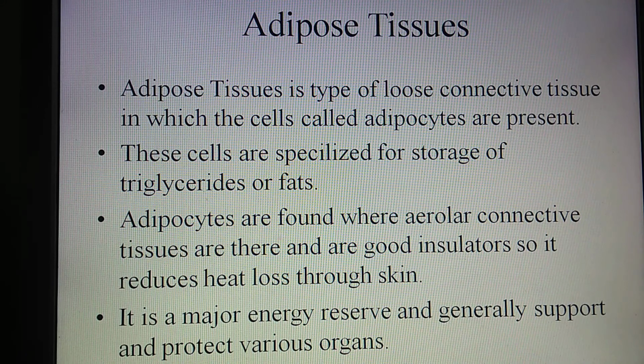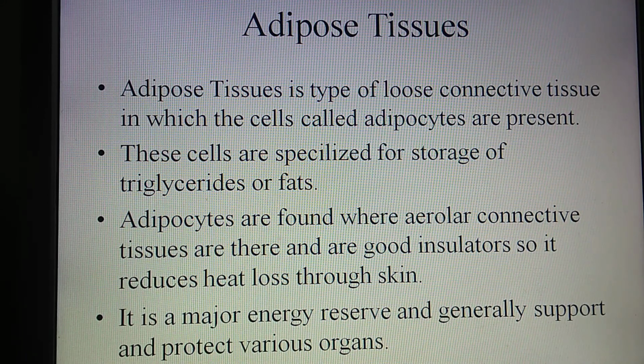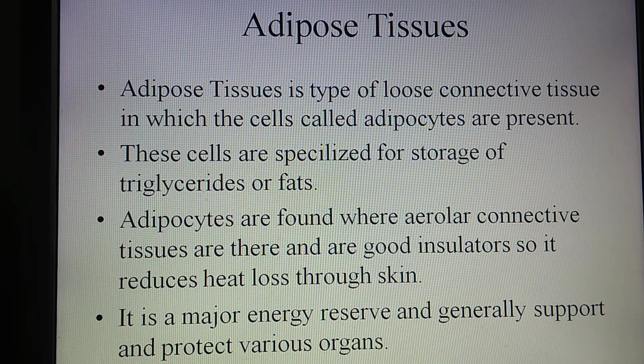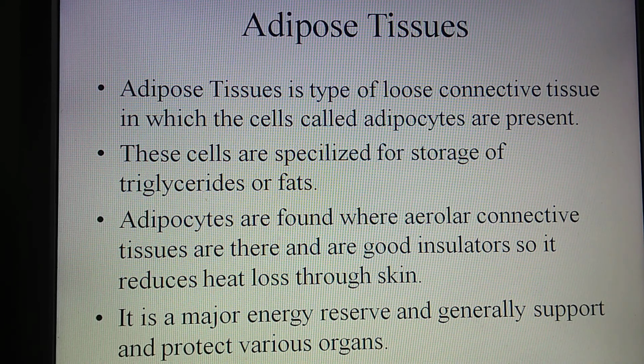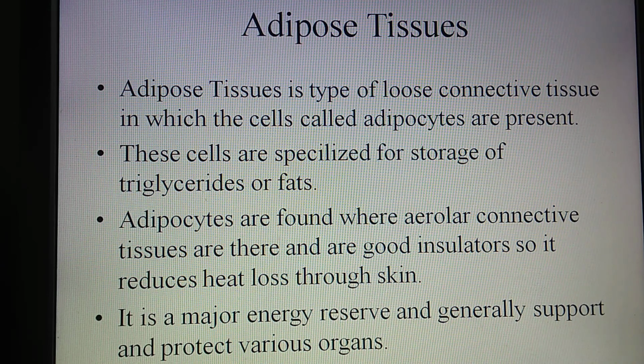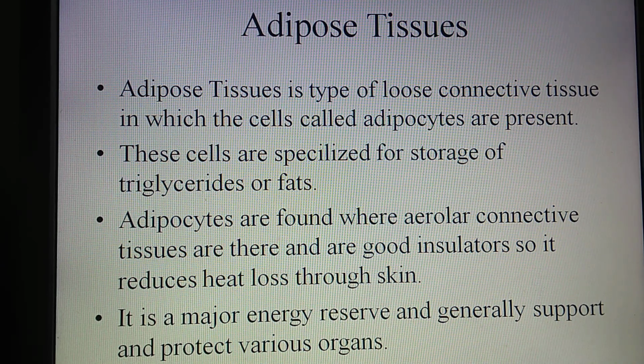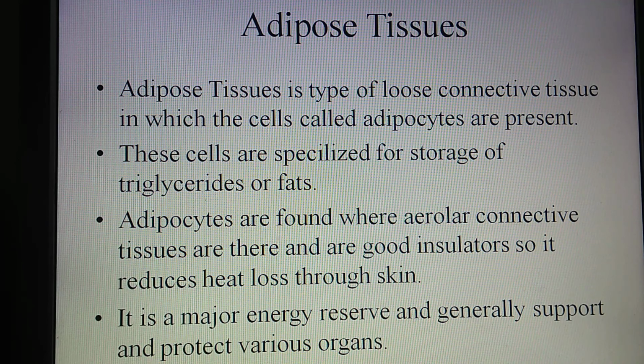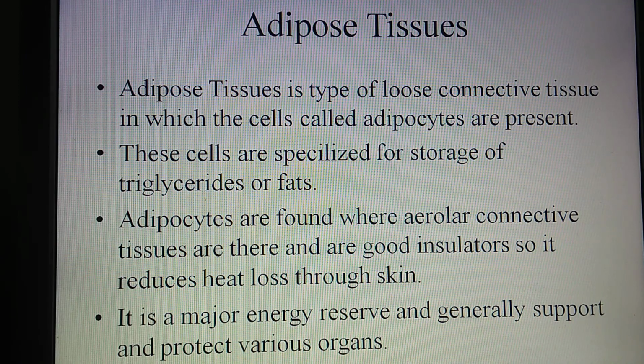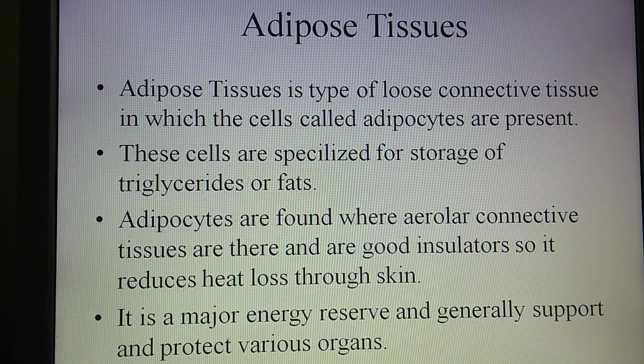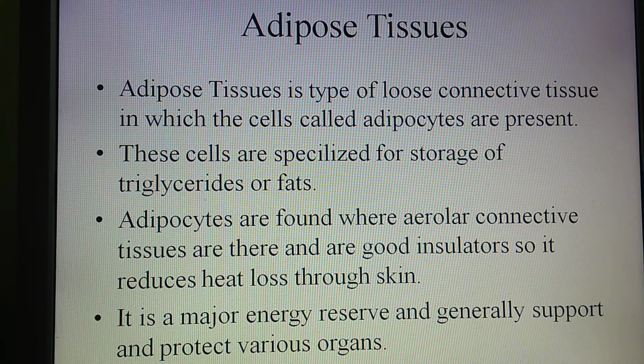Regarding adipose tissue, it is a type of loose connective tissue in which the cells called adipocytes are present. These cells are specialized for the storage of triglycerides or fats. Adipocytes are found wherever areolar connective tissue is there, and adipose tissue is a good insulator, so it can reduce heat loss through skin. Now here areolar connective tissue is also a type of loose connective tissue.